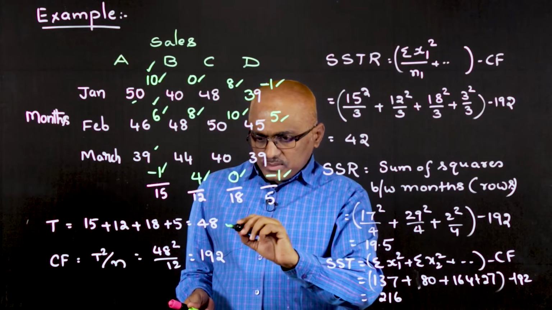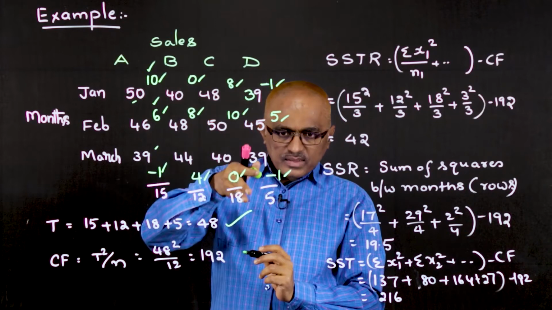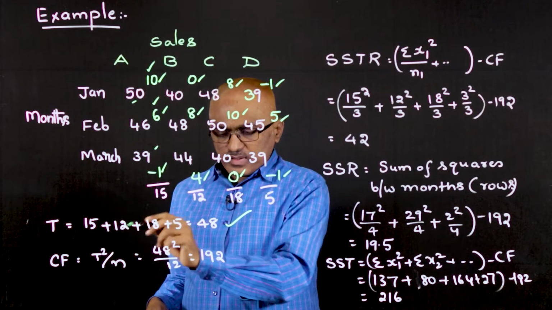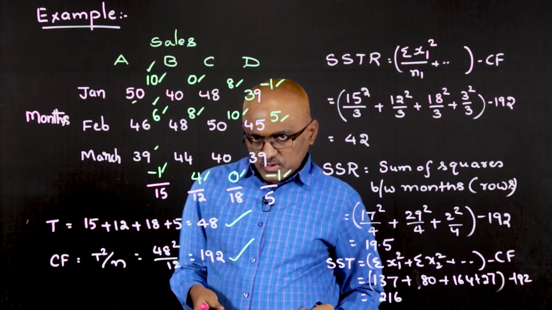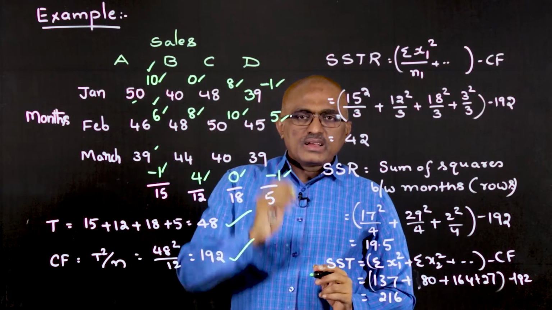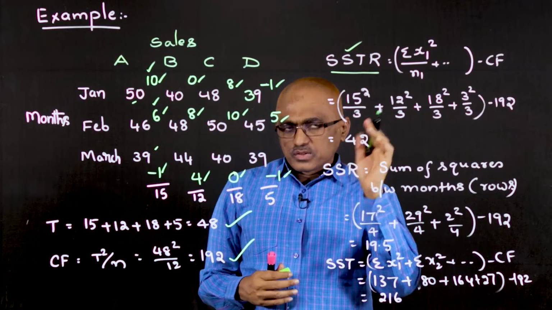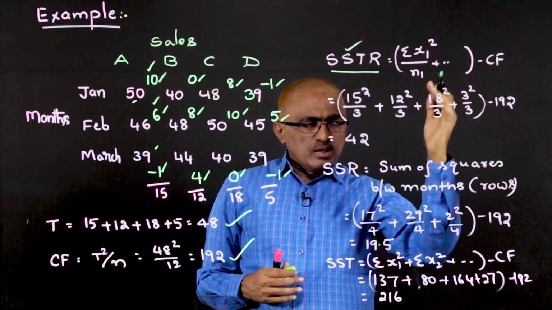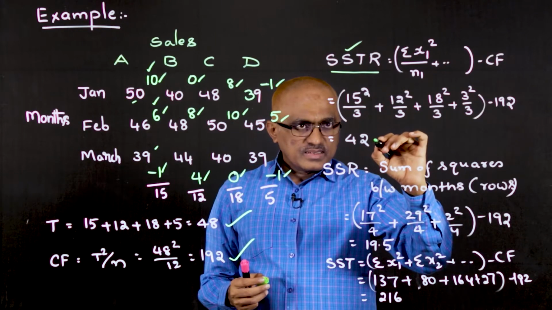So first we calculate T, that is sum of x1, sum of x2, sum of x3, sum of x4, like this. That is column wise. So that's why it is 15 plus 12 plus and so on, it is 48. Then immediately the correction factor, that is T square by n. This is similar to what we did in case of one way ANOVA. We calculate SSTR, that is summation x1 whole square by n1, summation x2 whole square by n2, summation x3 whole square by n3, and so on, minus correction factor. Then we get SSTR, that is 42.